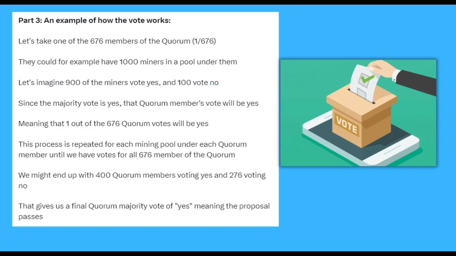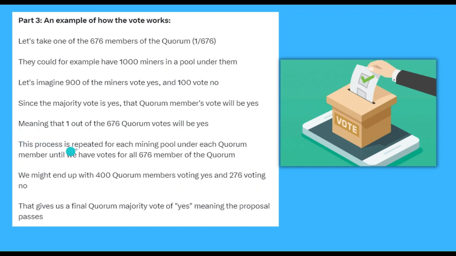This could be a proposal on something like, how are we going to spend some of the marketing budget that's in the computer control fund? And someone says, I want to spend it on ads, advertising Qubic. So you put that to vote, and in just one member of the quorum's mining pool, out of the 1,000 people, 900 of them vote yes and 100 vote no. Since the majority voted yes, that quorum member's vote will be yes, let's spend some of this marketing budget to run ads. And that means that one out of 676 quorum votes will be yes.